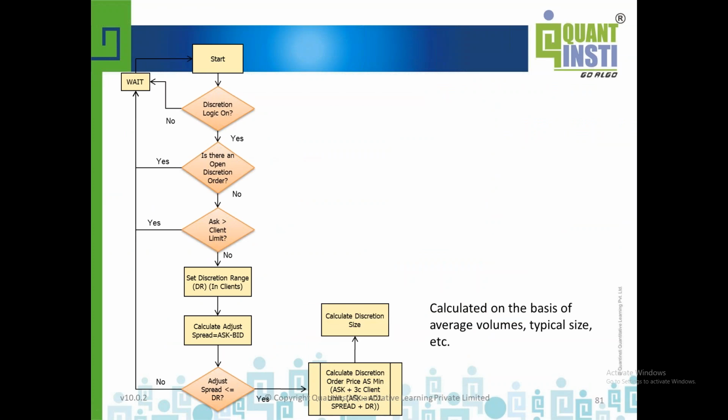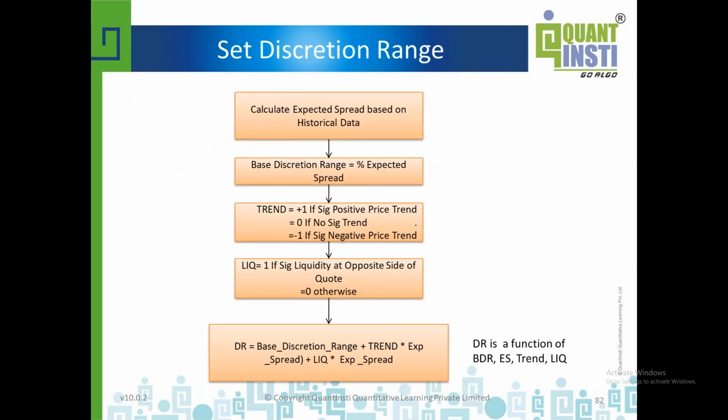So discretion, all right. This is the final piece, how to figure out the discretion range. The base discretion range, as I said, is usually calculated based on a percentage of your expected spread. So historically, you will figure out that this is the average spread, this is the probability of getting executed. So this would be a good discretion range to maximize the probability of getting traded.